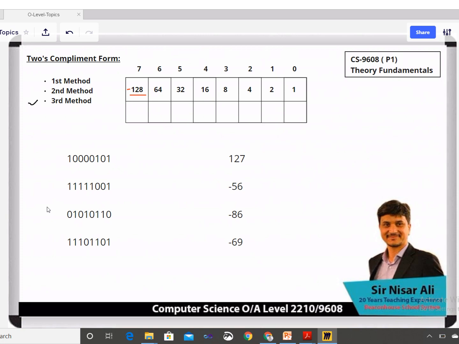Okay boys, now you can pause my video and you can solve these questions for practicing your 2's complement form. I have given these few questions over here with a variety of positive and negative numbers, some in denary form and the others in binary form. You can convert them using all these 3 methods, and you can practice them, and I'm sure that with the help of this work you will be able to understand the 2's complement form.